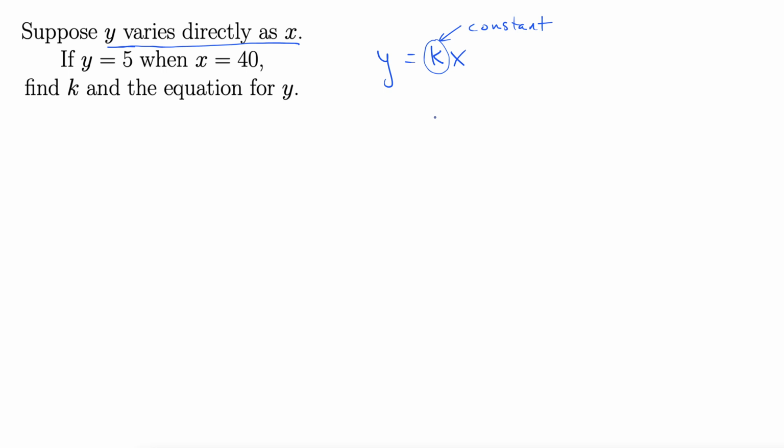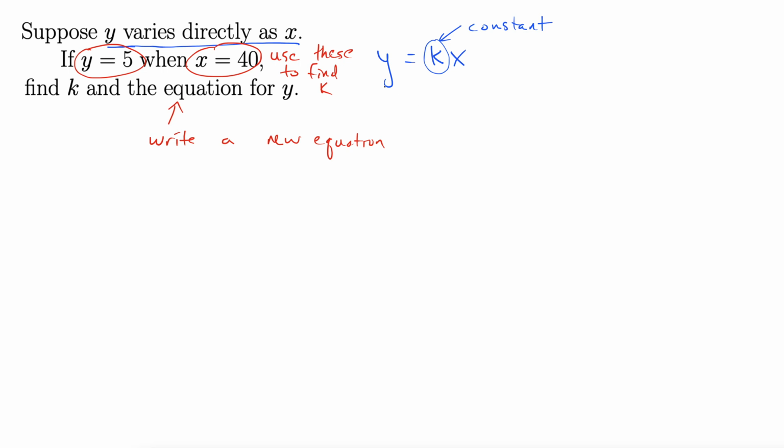So there's always an approach to these problems. You use the information given to solve for k, to find k, and then you get a new equation using the new k. So it gives you these two data points, or I guess this is really just one data point. Use these to find k, and then write a new equation. Okay, so let's do it.